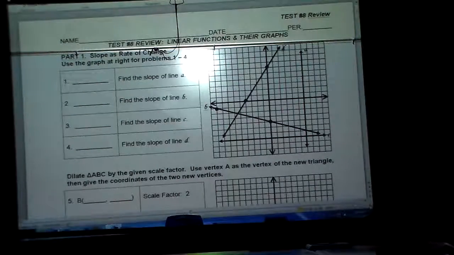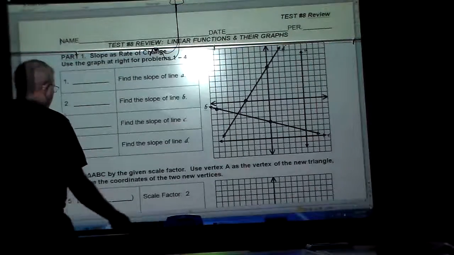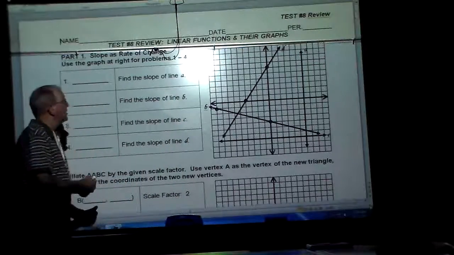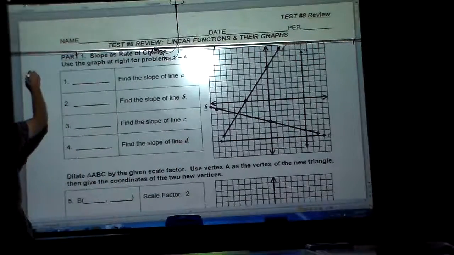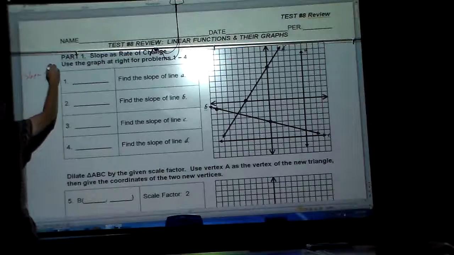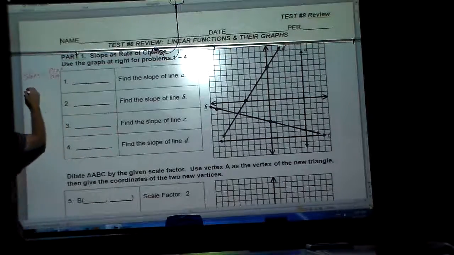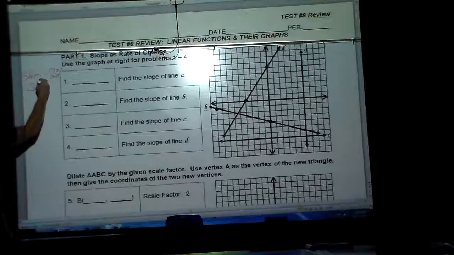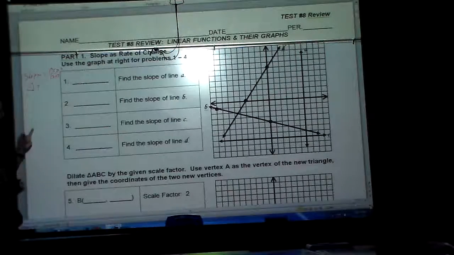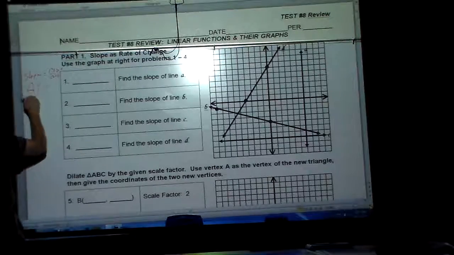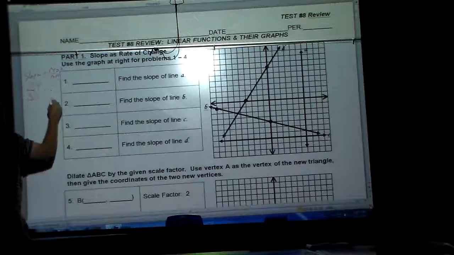All right, hey, we're going to go over a review for the test here, and basically we're going to be talking about slope, which is the rise over the run, sometimes referred to as the change. Delta is the Greek letter delta, a triangle, but it basically means the change in y's over the change in x's. That's what slope is.